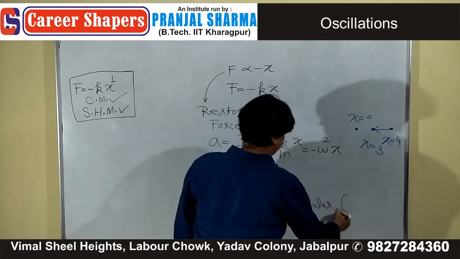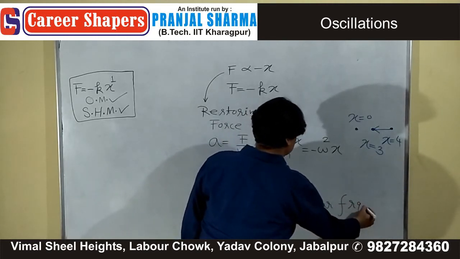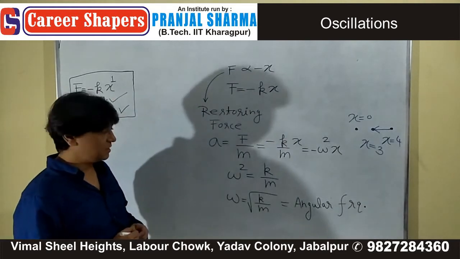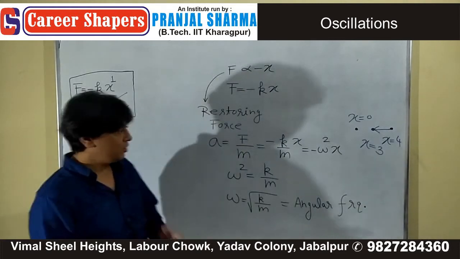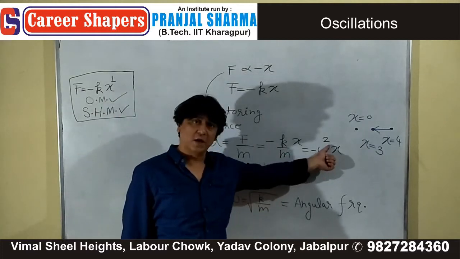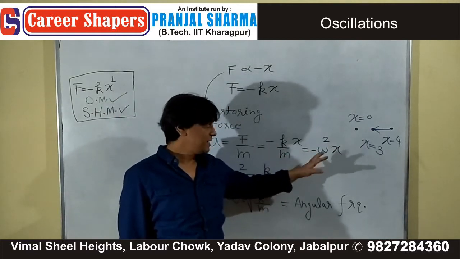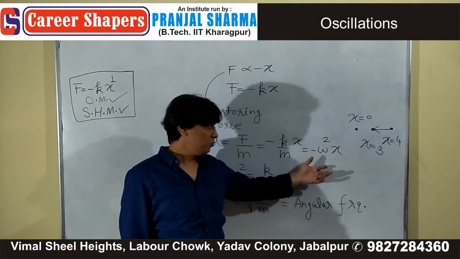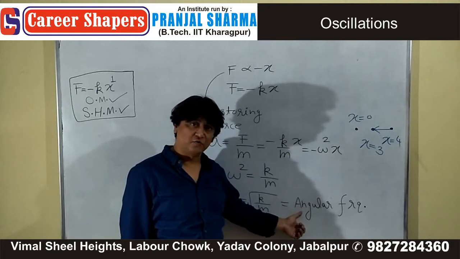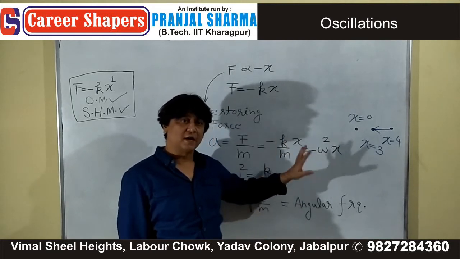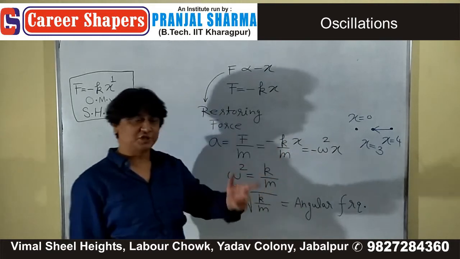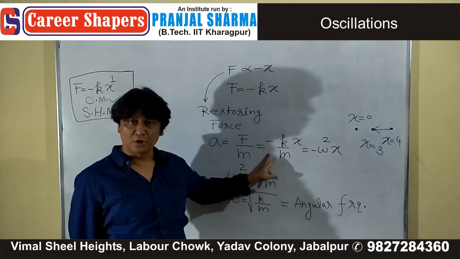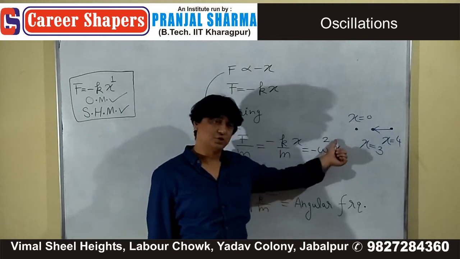Angular frequency. Why is it called angular frequency? We'll understand that. Why do we write it as omega square? Why didn't we write it as omega or something else? Why was it square of angular frequency? You will understand it later. As of now, you just remember that there is some constant, and that constant is omega square.